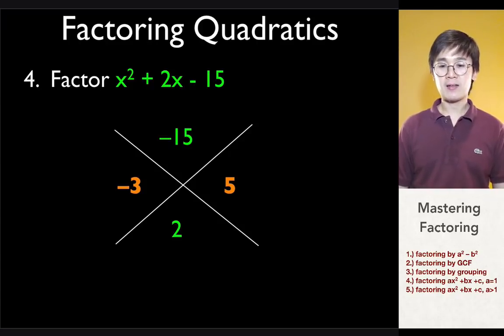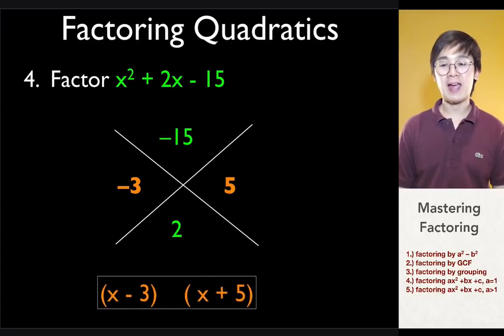So it's safe to say that the most difficult part of this procedure is finding the numbers or factors that will match your middle term. Once you've found your matching factors, everything else is easy. So we have (x minus 3) and (x plus 5) as the factored form of our polynomial.